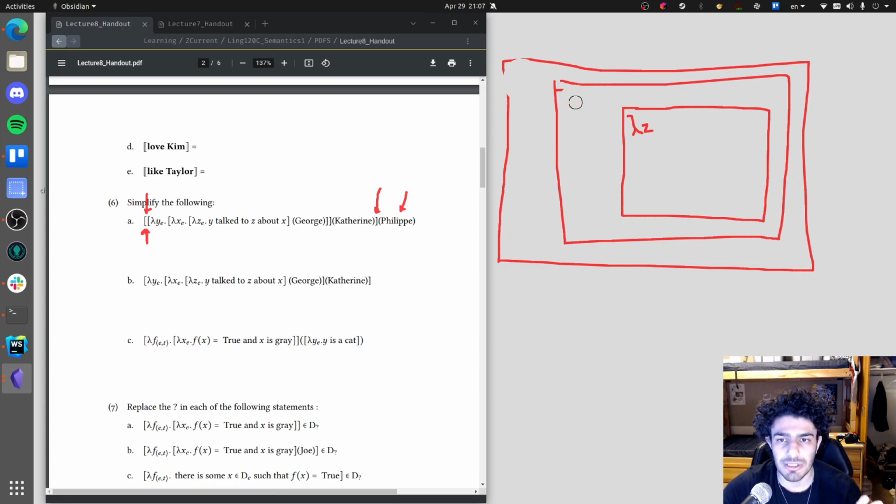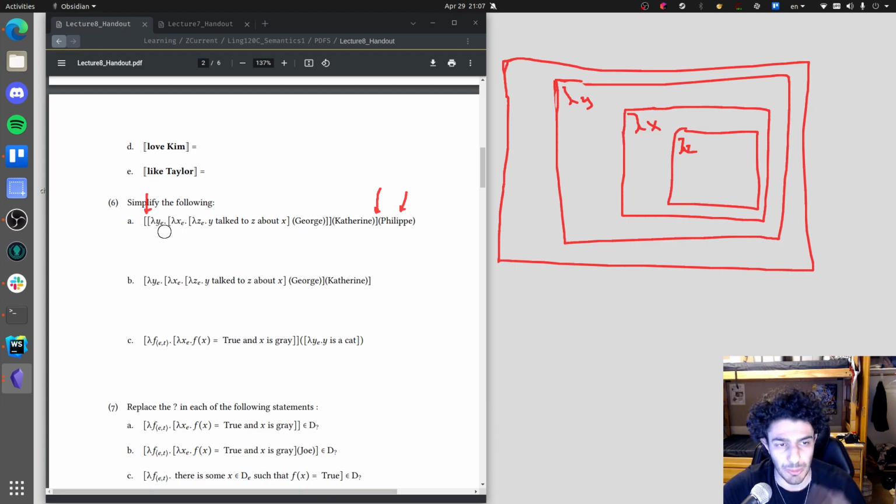So really, it looks like I messed up a little bit. It doesn't actually look like this. It looks more like, okay, there's nothing in the outer one, but in the inner one there is a lambda y, and then there's a lambda x, and then inside here we have a lambda z. A little bit more tricky. So really pay attention to these, the scope, as I'll call it.